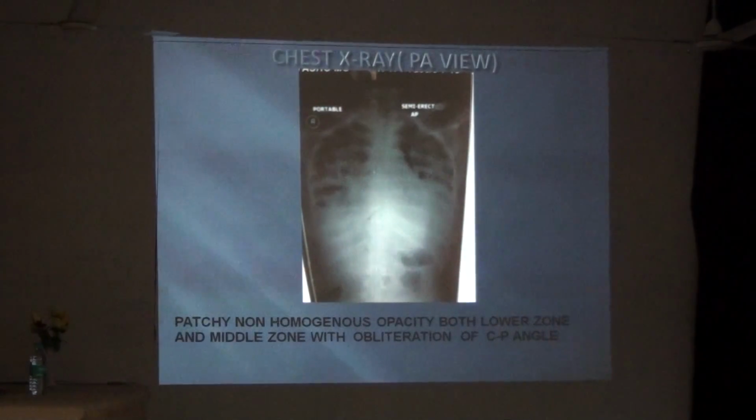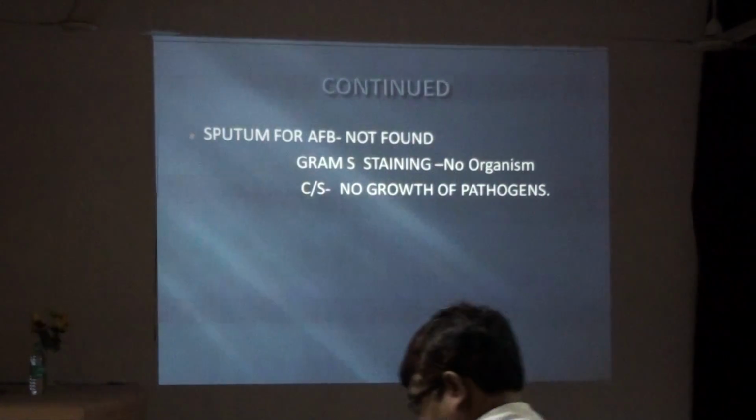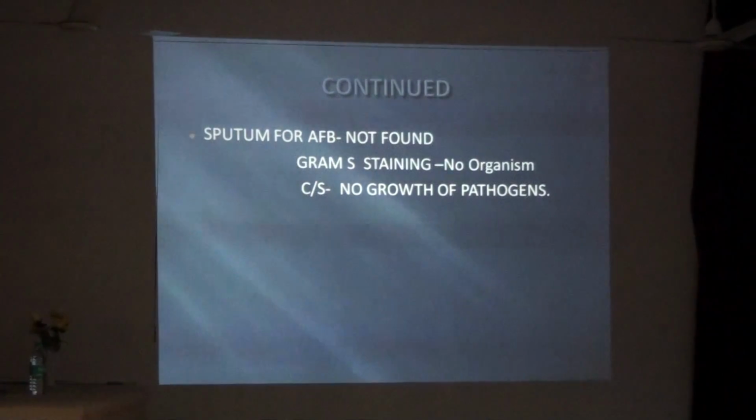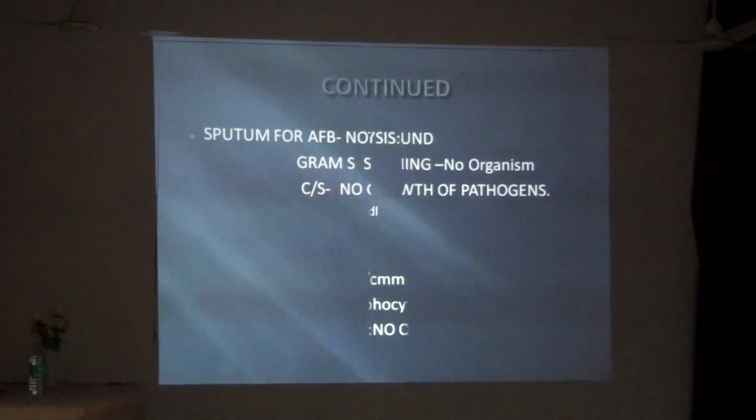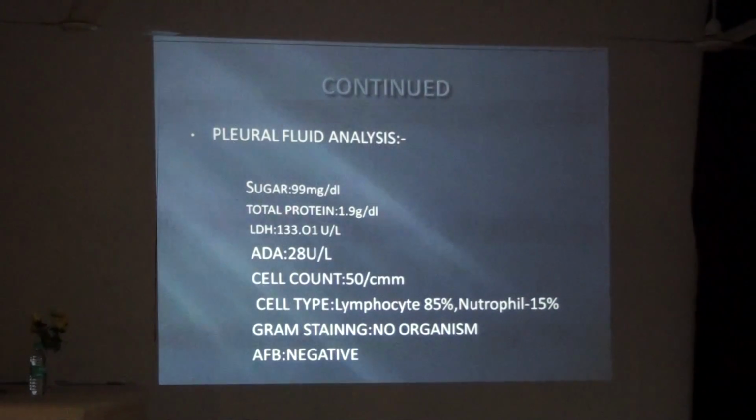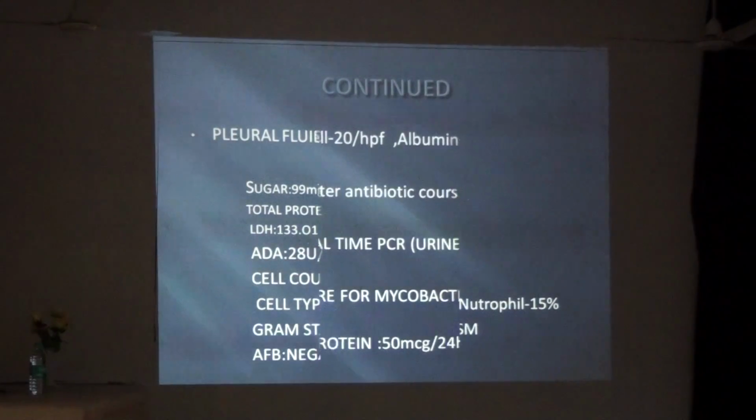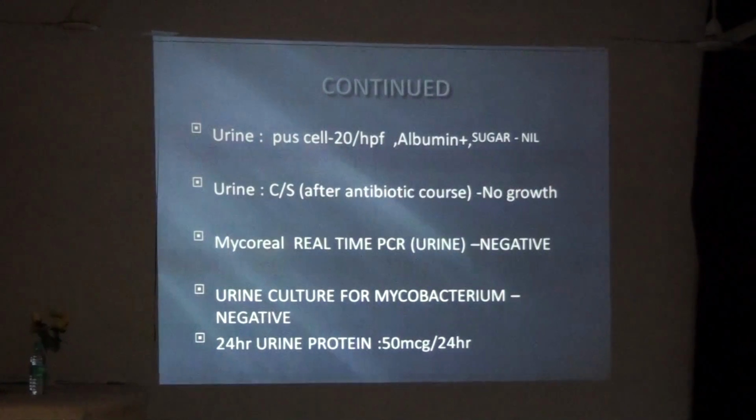This is the chest X-ray of the patient. Here the views show patchy non-homogeneous opacity bilaterally, in both lower and middle zones, with obliteration of both CP angles. Then sputum for AFB, no organism found, gram stain negative, no growth in culture. Fluid analysis is exudative type.